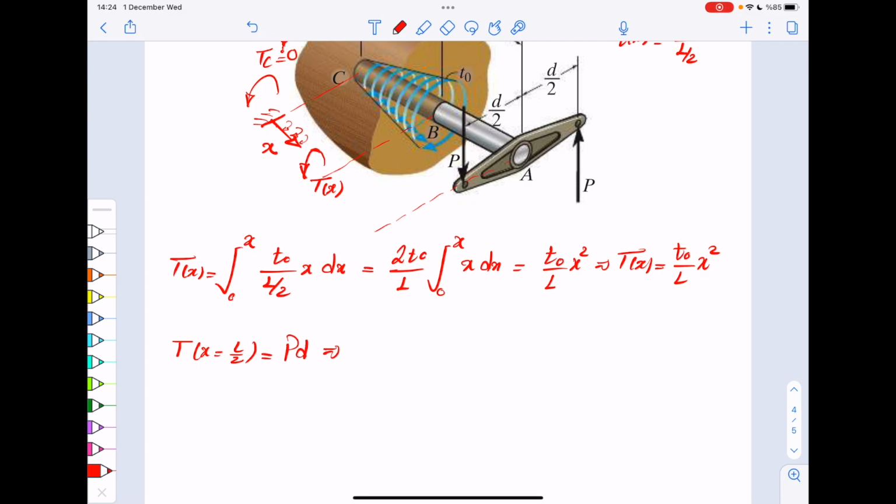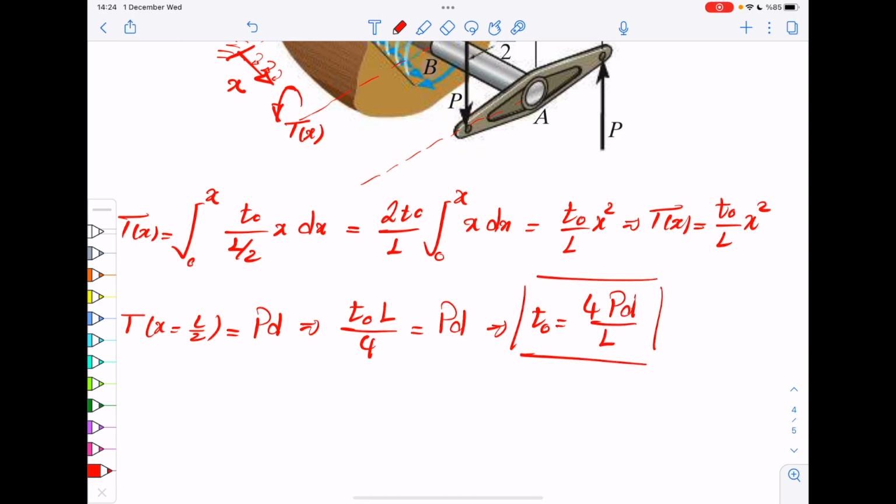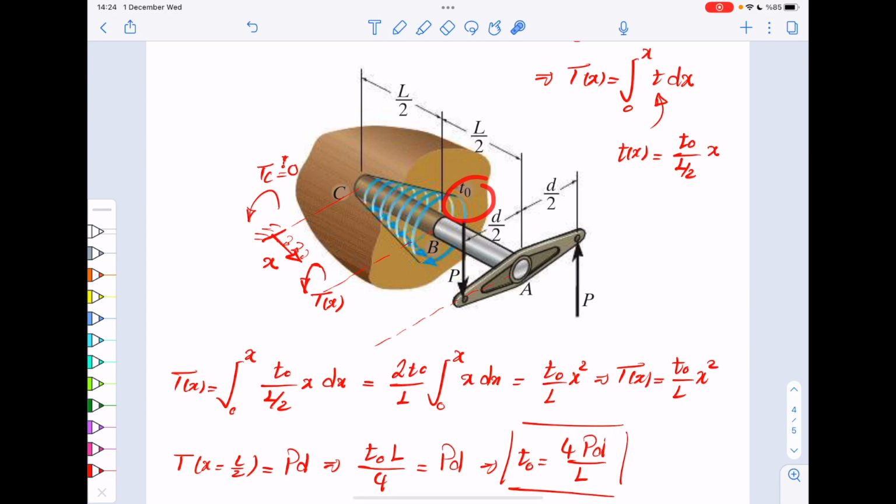At x equals L over 2, you would get T0 L over 4 equals PD, right? If you put here L over 2, you get L squared divided by 4. L cancels out, so you get this. So therefore, you know now that T0 is 4PD divided by L. So this was the first question. The first question was, what's T0 such that you would have equilibrium here?